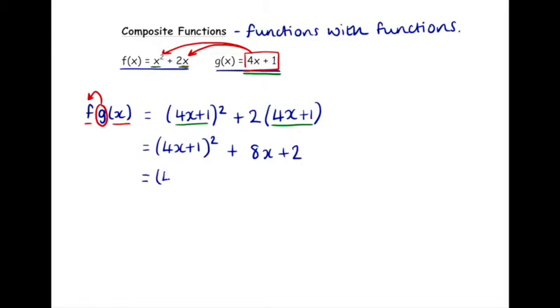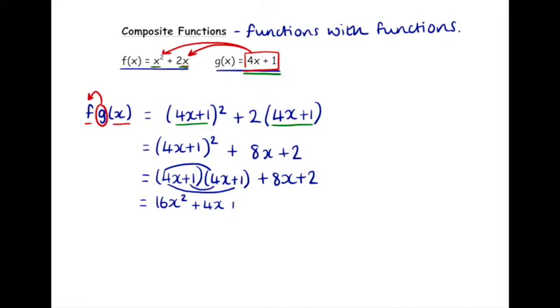Now I can multiply out my 4x plus 1 squared, and that is times by itself. So times by itself means that I'm going to be using FOIL to multiply that out. It's a quadratic. So that's going to give me the first ones, which are 4x times 4x, or 16x squared. My outer ones, so 4x times 1. My inner ones, so again 4x times 1, and then my last ones, which are 1. And then I still have plus 8x plus 2.